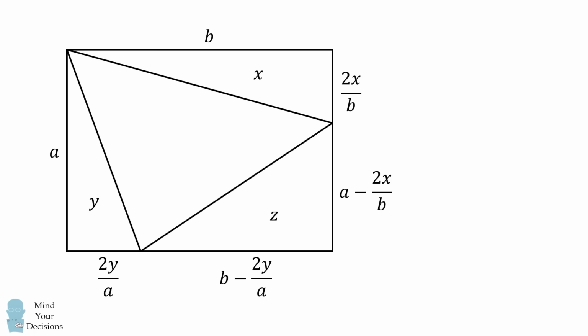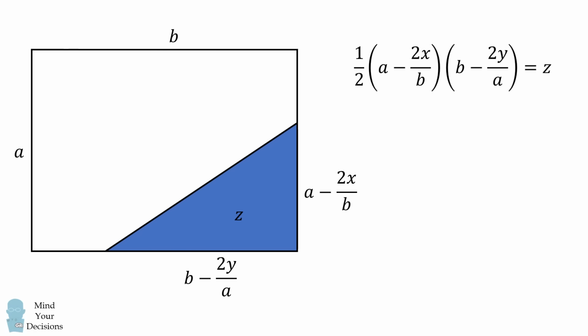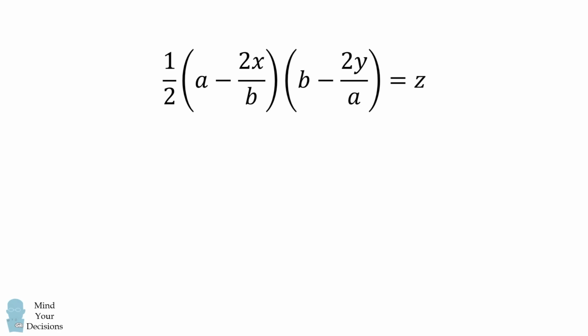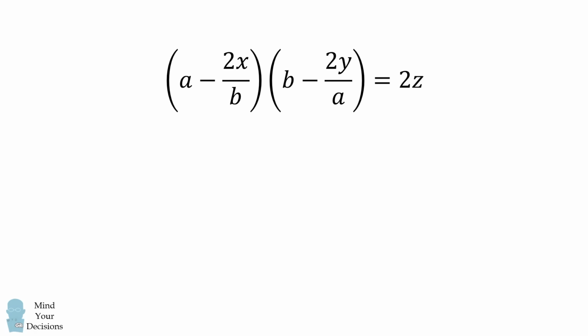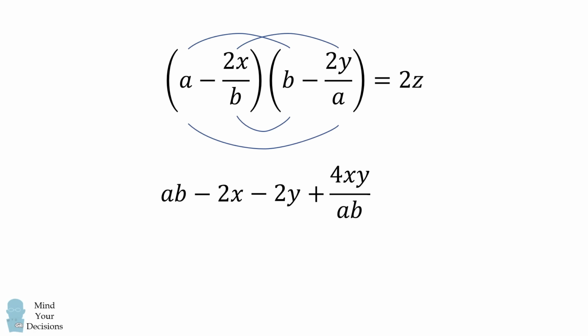We have the final triangle with an area of Z. So we can set that 1 half times each of its legs will be equal to the area of Z. We'll then focus on this equation. First, we'll multiply both sides by 2, and then we'll distribute this binomial. Now, it looks pretty complicated, but it's going to simplify.